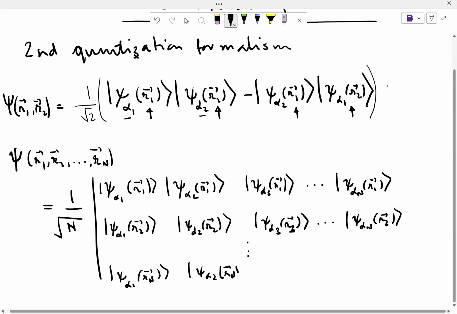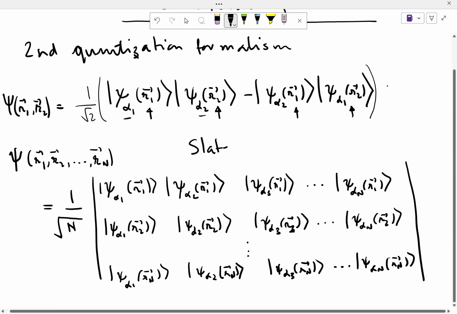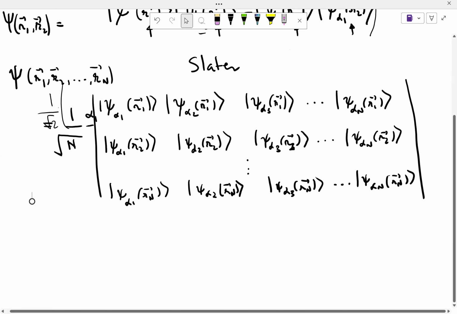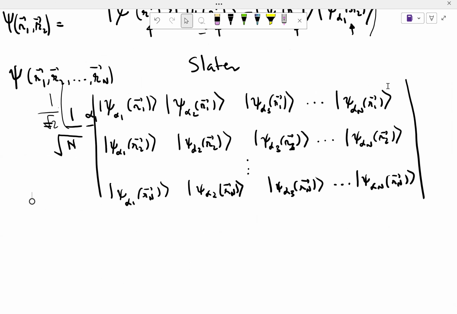and so on. This is the final row: psi alpha 3 Rn, psi alpha n Rn. All right, so this is a determinant which is generally called the Slater determinant, and it describes n-particle states. If any two rows are equal in this determinant, the determinant just vanishes, which is another way of saying that the Pauli exclusion principle is satisfied.